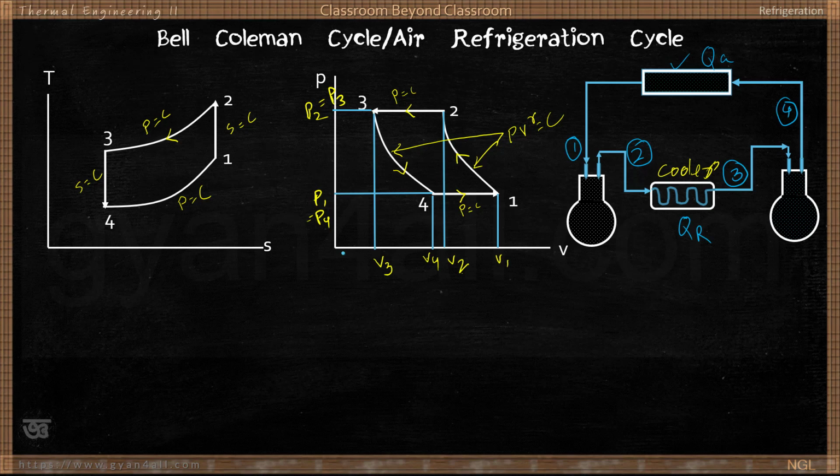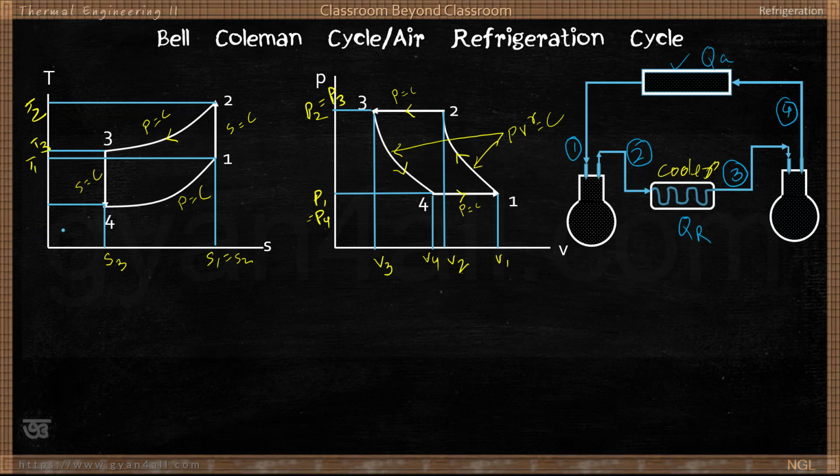Now come to the TS diagram. You just look at the TS diagram, how temperature and entropy change. Process 1-2, S1 is equal to S2, an isentropic process. Process 2-3, entropy changes from S2 to S3, and during process 1-2, temperature increases from T1 to T2. And again during the process 2-3, temperature decreases from T2 to T3.